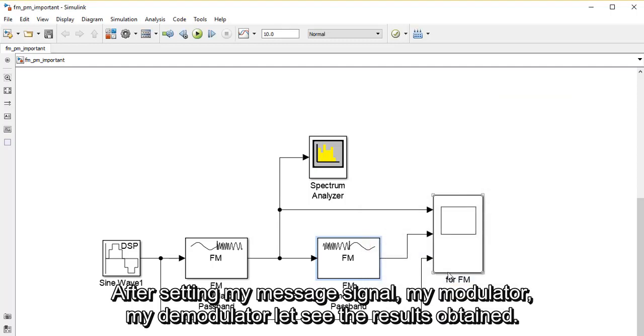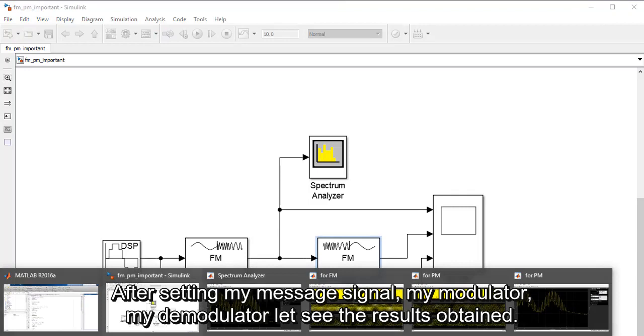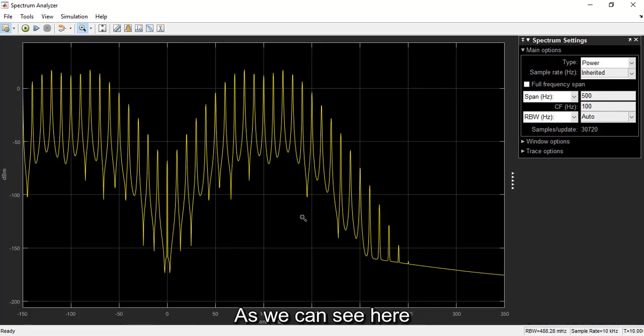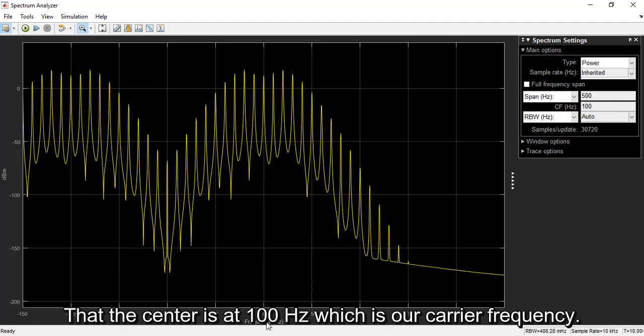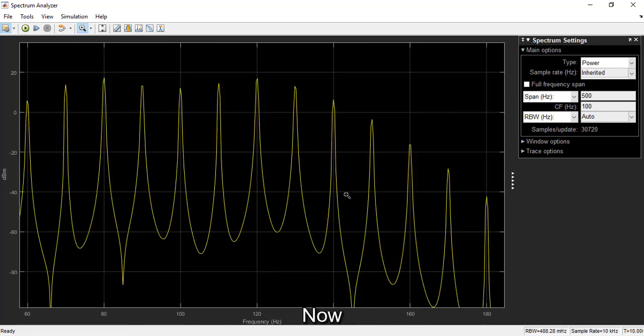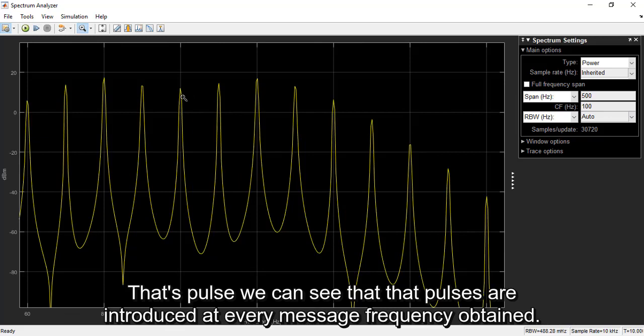So after setting my message signal, my modulator, my demodulator, let's see the results obtained. Here, this is my frequency modulated signal in the frequency domain. As we can see here, the center is at 100 Hertz, which is our carrier frequency. Let's zoom in. Now we can see that spikes are introduced at every message frequency.